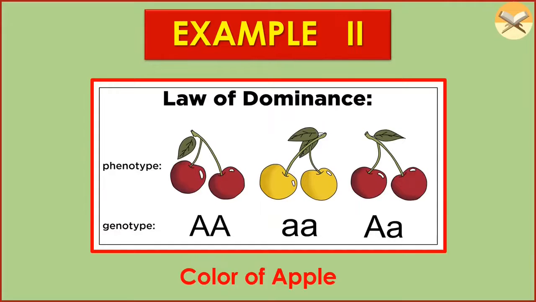Another example is the color of apple. As shown in this diagram, there are 3 apples. 2 are of red color and 1 is of yellow color. The red color is representing the dominant character and the yellow one is the recessive character. These colors are represented by the alphabet A. Capital A is for dominant and small a is for the recessive one.